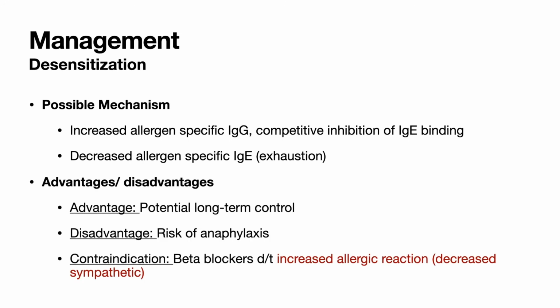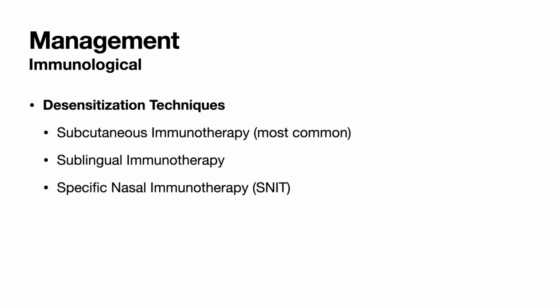An advantage of desensitization techniques is that it potentially can offer long-term control of disease. The obvious risk of exposing the patient to allergen is the risk of anaphylaxis. There are some contraindications, such as pregnancy, a history of anaphylaxis, and others, but an interesting one to keep in mind is the use of beta blockers, which if taken can increase the effect of an allergic reaction, and this is especially bad if a patient on beta blockers develops anaphylaxis. There are a number of techniques listed here. The allergen can be introduced subcutaneously, sublingually, or intranasally.